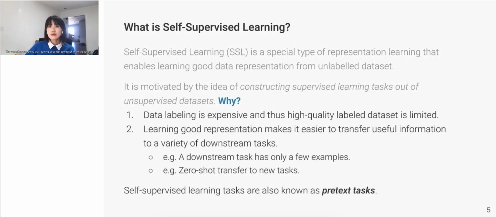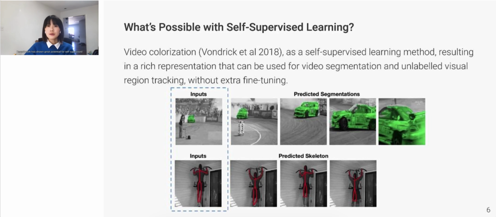The second reason being, learning good representation makes it easier to transfer useful information to a variety of downstream tasks, especially task-agnostic representation, because they benefit very different downstream tasks, so we can use it as a useful pre-training setup. In the rest of the tutorial, we're going to refer to self-supervised learning tasks as pretext tasks. Recent work has shown great potential for self-supervised learning to produce high-quality representation without explicit manual labels.